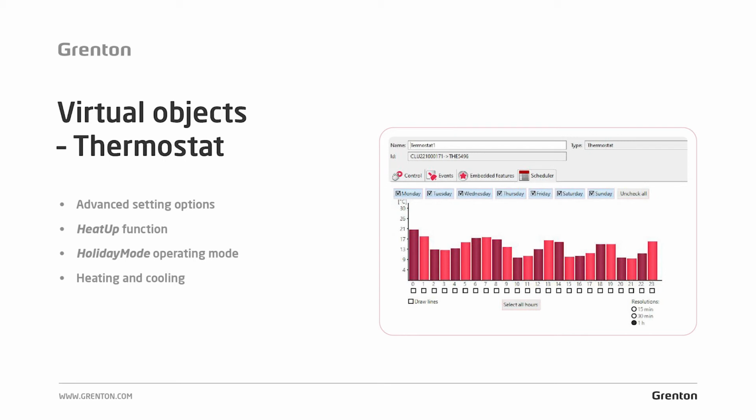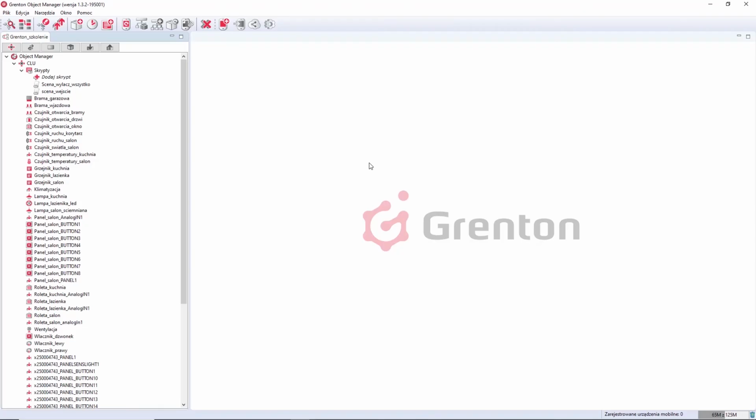Let's move on to configuration. Now you can see the project that was created during the previous training parts, and we are going to create thermostats in this project to control 2 heating zones, to control the heating in the living room and in the kitchen.